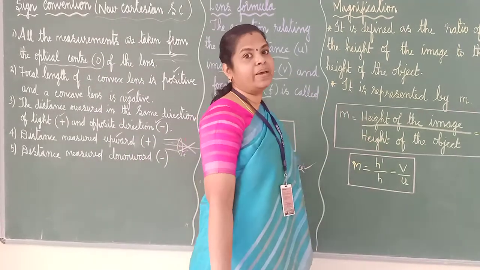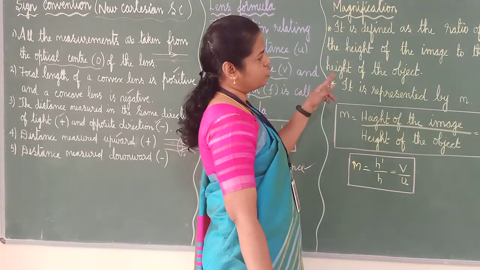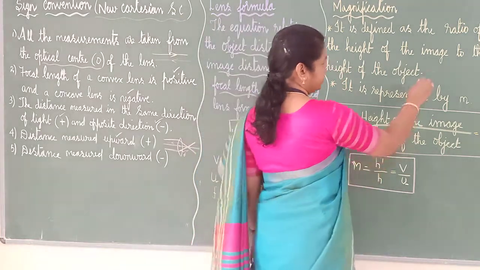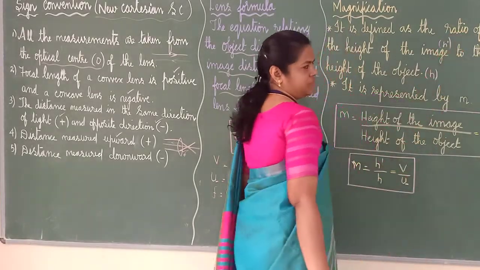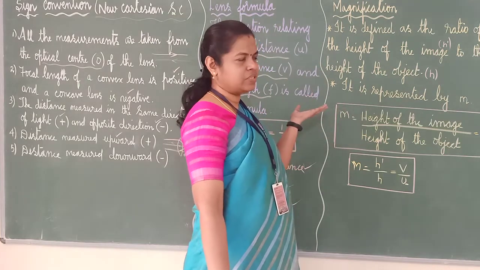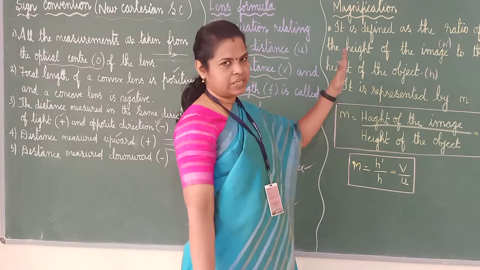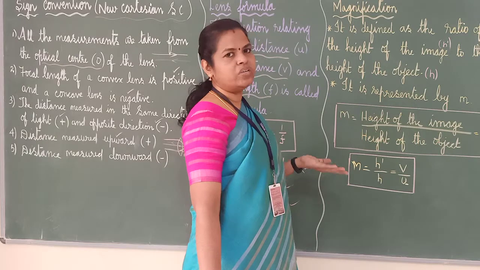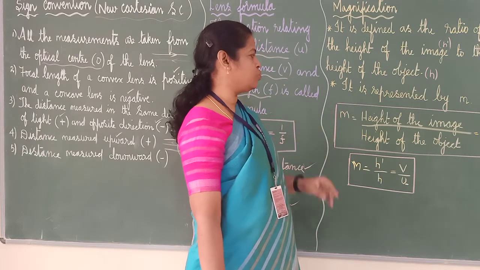The third one is magnification. What is magnification? It is defined as the ratio of the height of the image to the height of the object. The height of the object we will take as h, and the height of the image as h dash. In some books they have given the object as h1 and the image as h2, but we will follow the NCERT book. It is represented by small m. Don't put capital M.